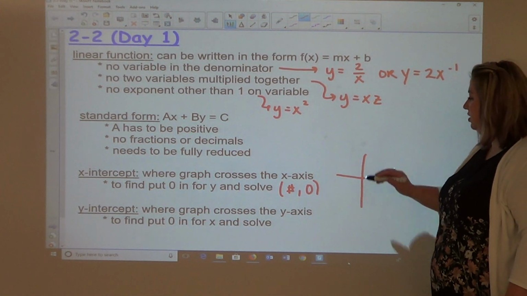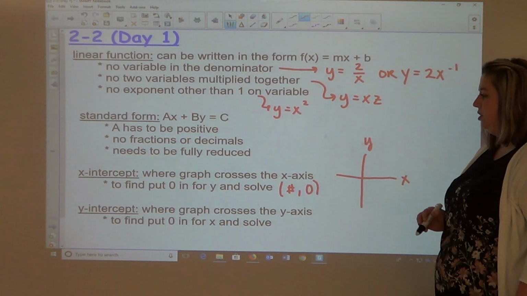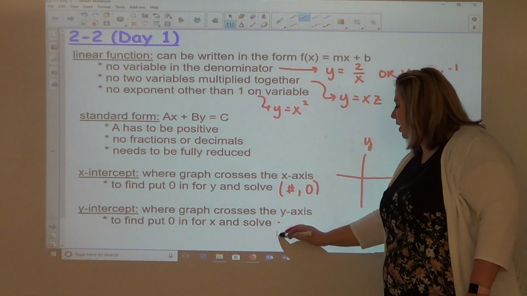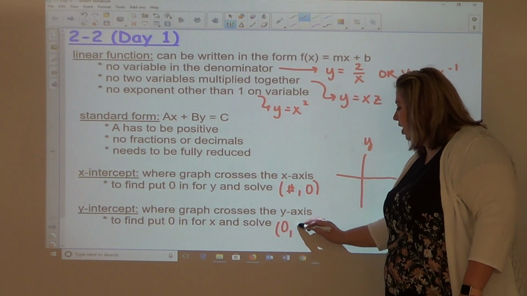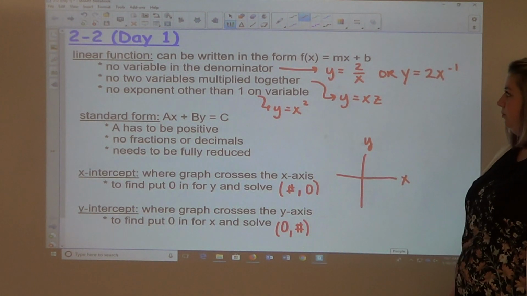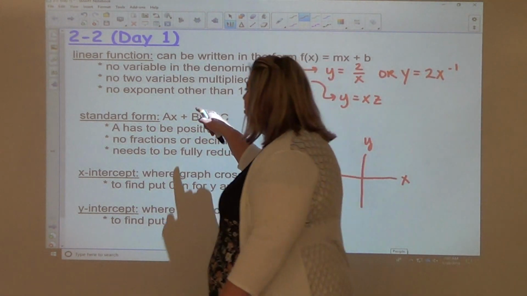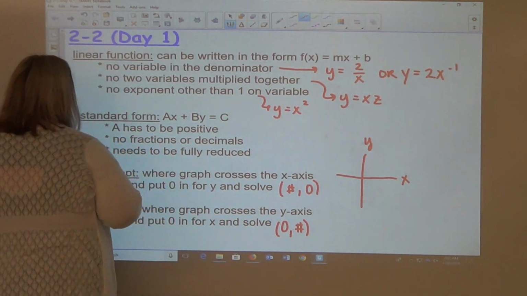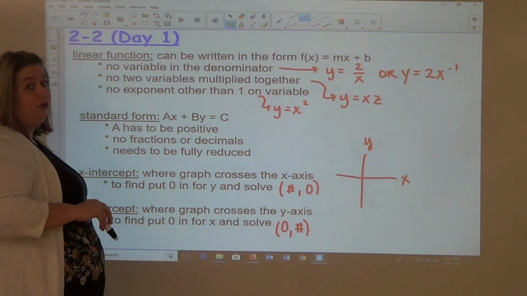Okay, and then your y-intercept, where it crosses the y-axis. So you put 0 in for x and solve, so you get 0 for your x, and then some kind of number for your y. Okay? So we're going to go in order. When I do examples, it's going to go in the same order as your homework.